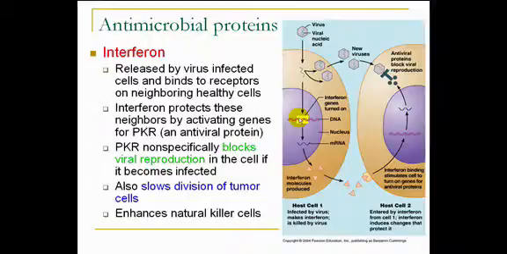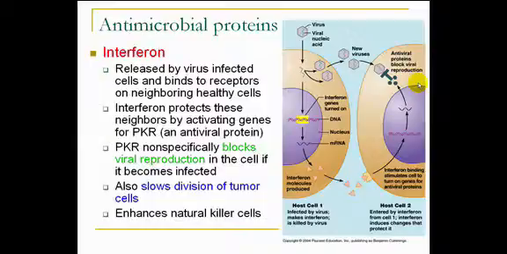Now what happens with interferon is when a cell gets infected by a virus, it turns on a gene in that cell to make a chemical called interferon. So an infected cell will make interferon, which gets released by the infected cell. And interferon will go and bind to a receptor on a nearby cell that hasn't been infected by the virus yet.